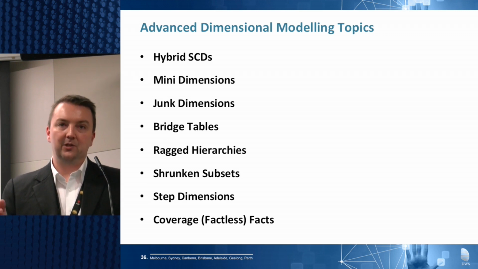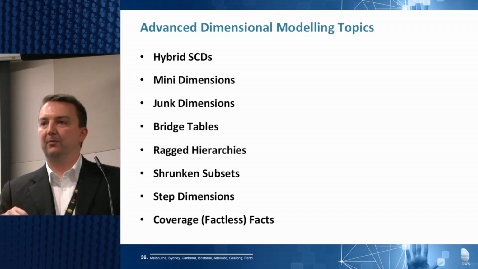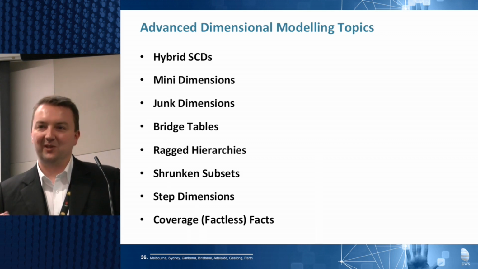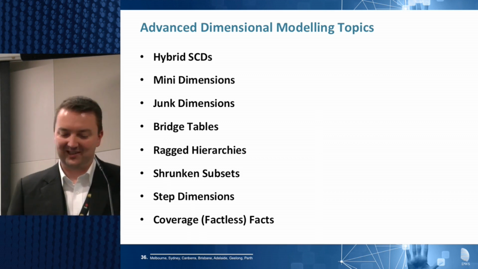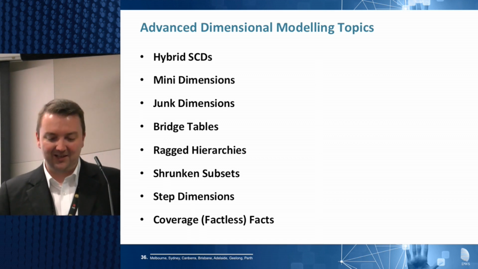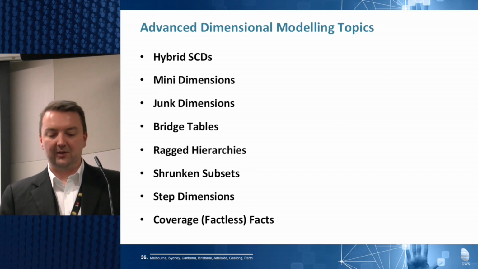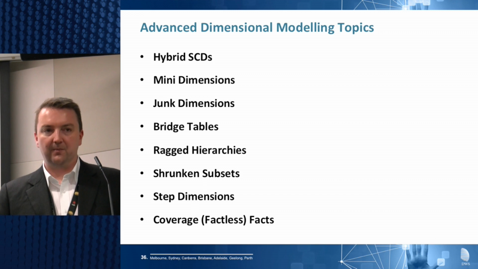Hybrid slightly changed dimensions, so not just type 1 or type 2 or type 3, but dimensions that behave in multiple ways at once. Once again, these Kimbalisms: mini dimensions, junk dimensions, bridge tables, he gives everything a name. Outriggers isn't the only one. Shrunken subsets and step dimensions, we don't come across those that often, and coverage facts.